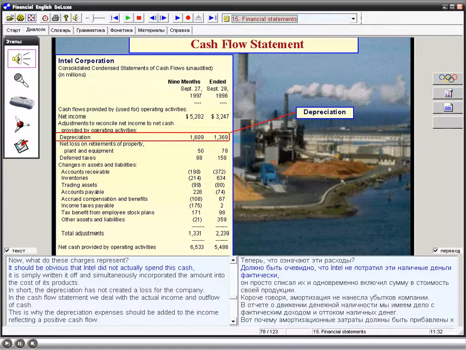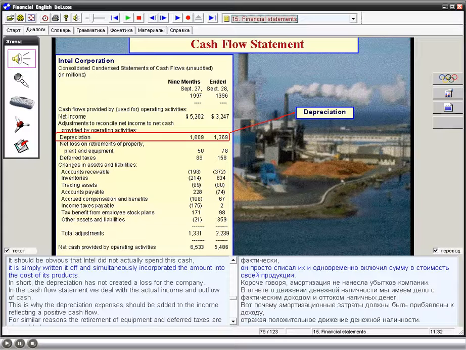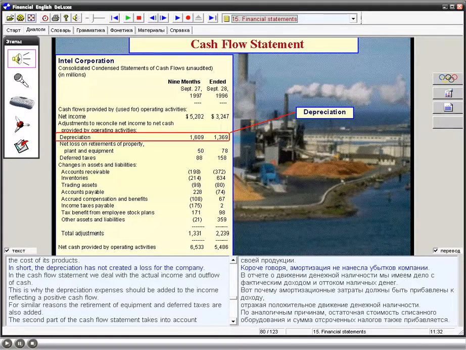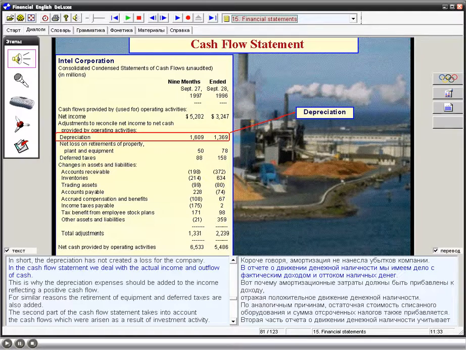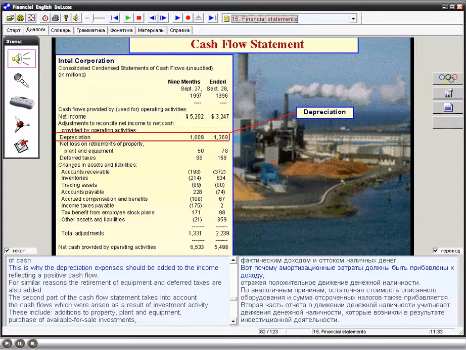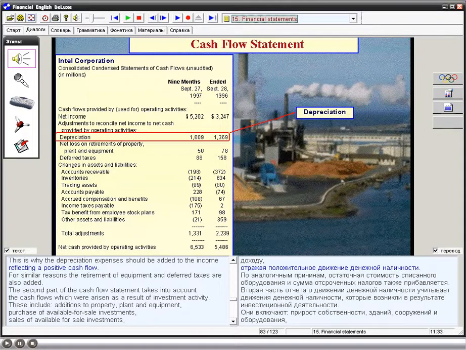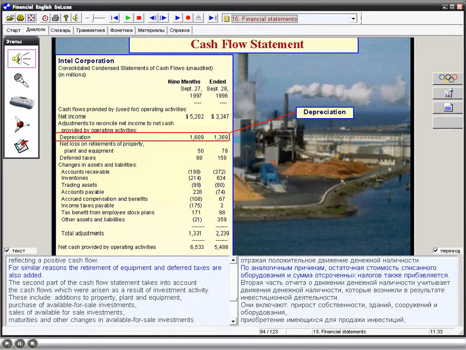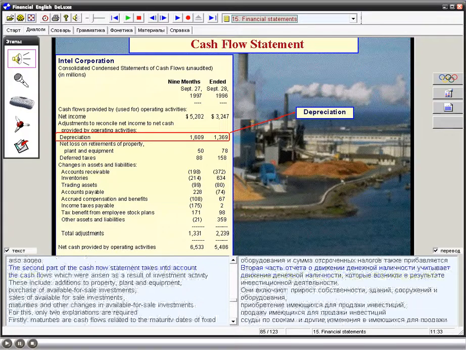It should be obvious that Intel did not actually spend this cash. It has simply written it off and simultaneously incorporated the amount into the cost of its products. In short, the depreciation has not created a loss for the company. In the cash flow statement, we deal with the actual income and outflow of cash. This is why the depreciation expenses should be added to the income, reflecting a positive cash flow. For similar reasons, the retirement of equipment and deferred taxes are also added.